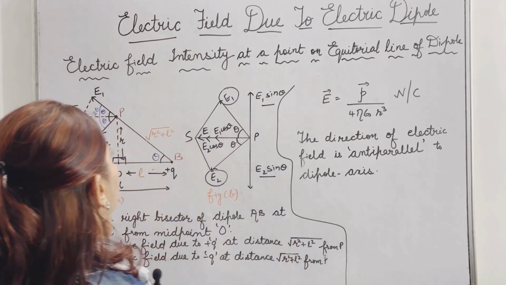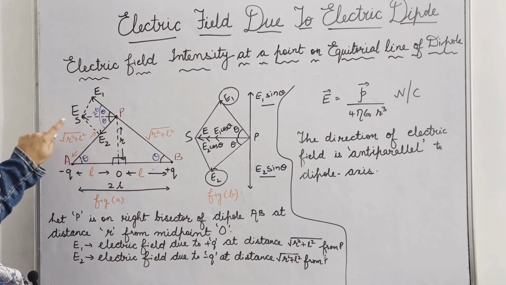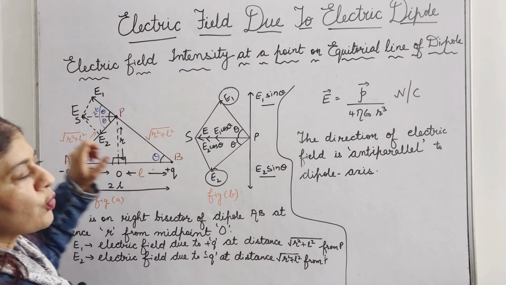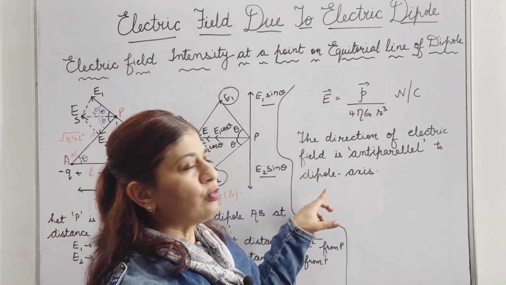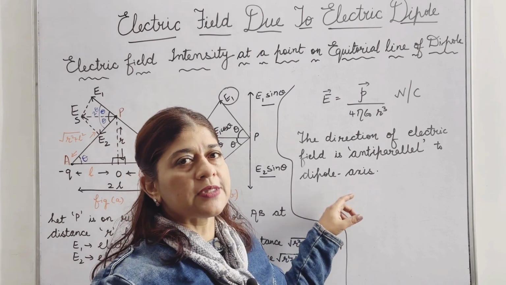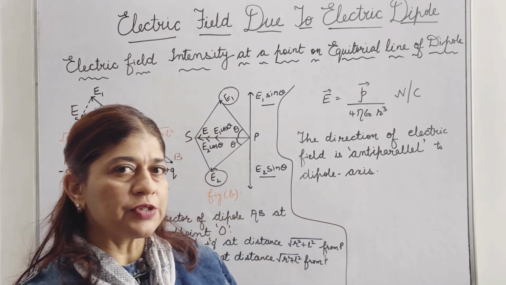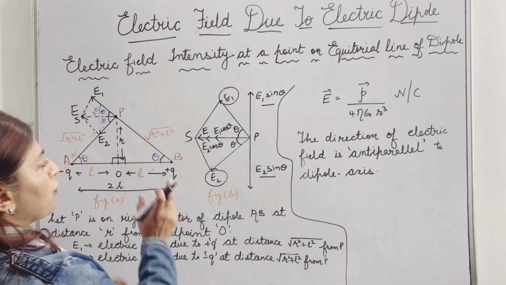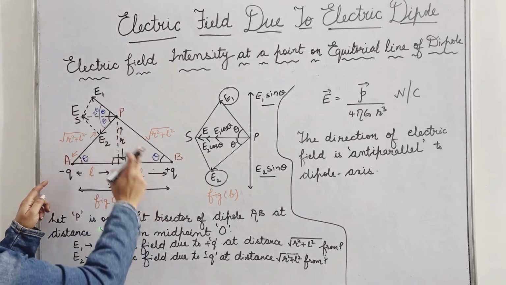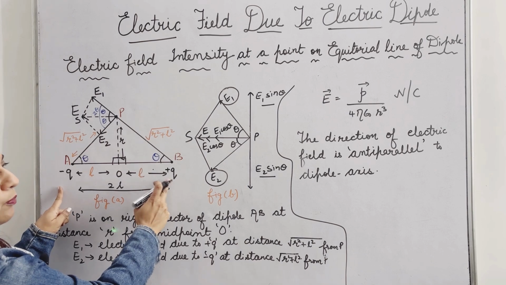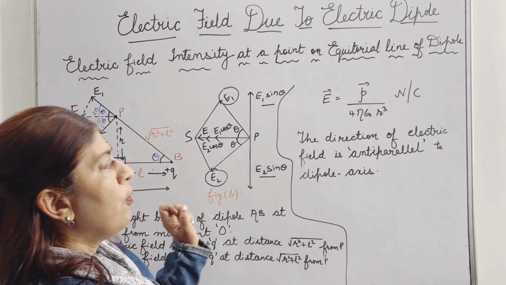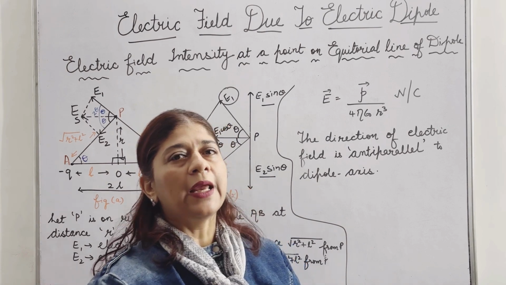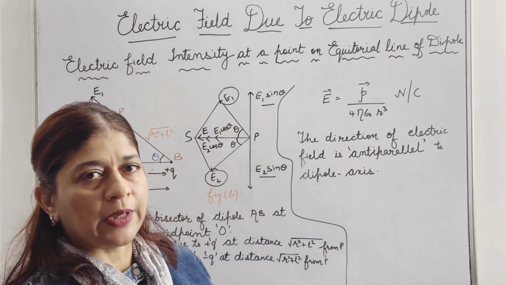Here, if you look at the figure, the direction is from the positive charge towards the negative charge. So it is anti-parallel to the dipole axis. Our dipole axis is from negative charge to the positive charge, and the electric field at the equatorial point due to the electric dipole will be in the opposite direction of the dipole axis, or it is called anti-parallel to the dipole axis.